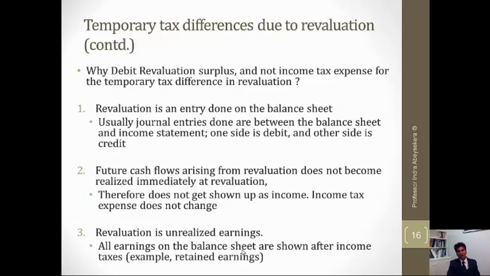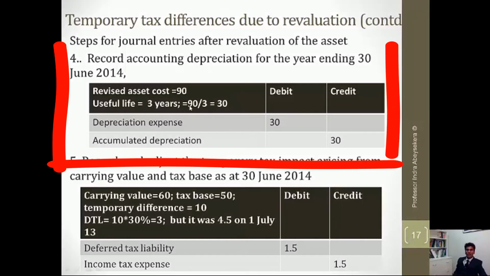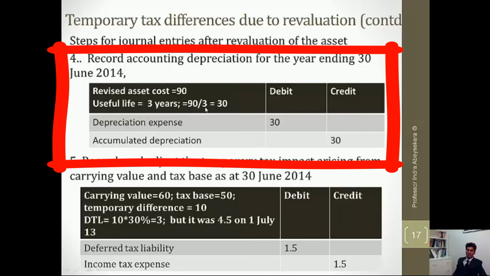Let's look at after revaluation. We did the revaluation. What happens? The company must now record its accounting depreciation. The new carrying value is 90. The remaining useful life is 3. So we must take the new carrying value, and the new depreciation expense is 30. So debit depreciation expense 30, credit accumulated depreciation 30.